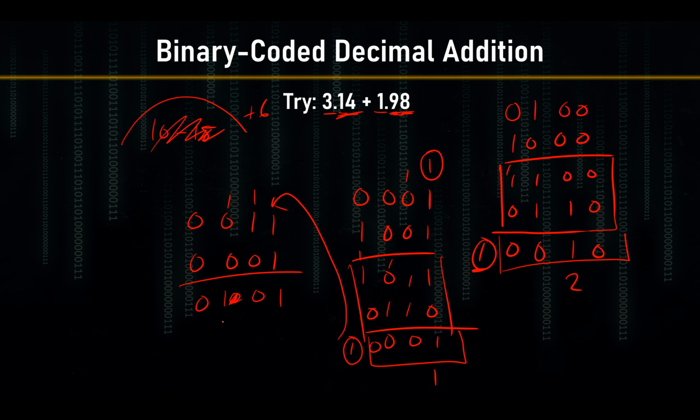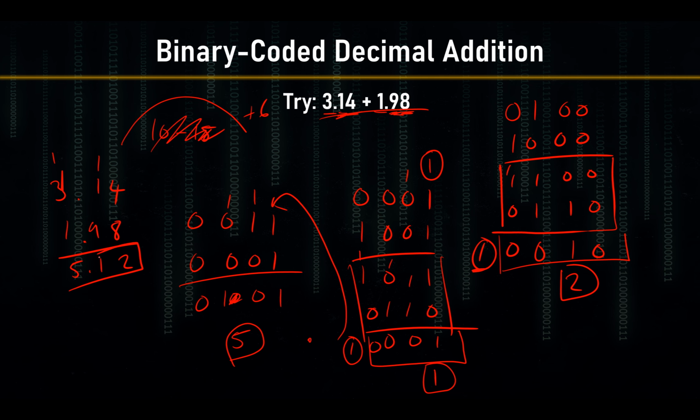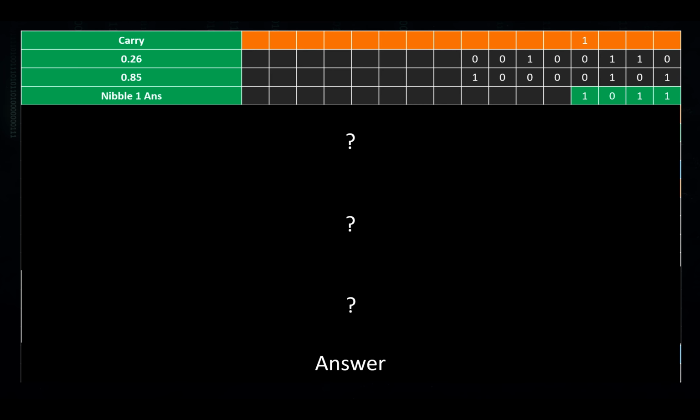And here's the thing with BCD: it's going to be really easy to check. So our answer is 5.12, because of this 1 and this 2. Now, if we do this in denary, let's just check that. 3.14 plus 1.98. 4 plus 8 is going to be 12, so that's 2, carry the 1. That's going to be 11, and again carry the 1, and then that's just 5. That's what's nice about this BCD addition. Even though this process is a bit tricky, checking the answer is going to be really easy.